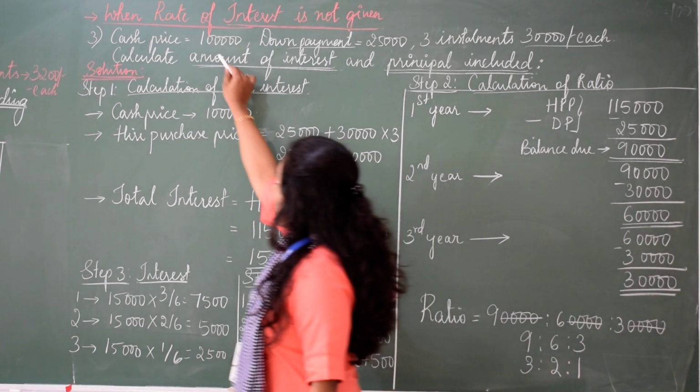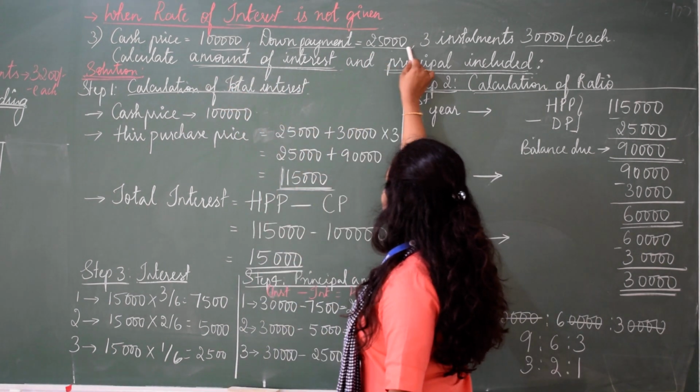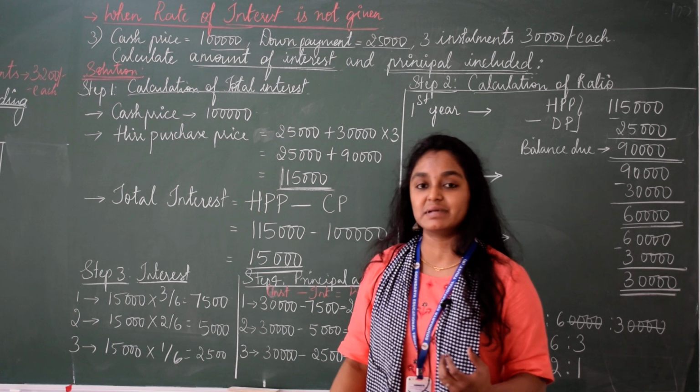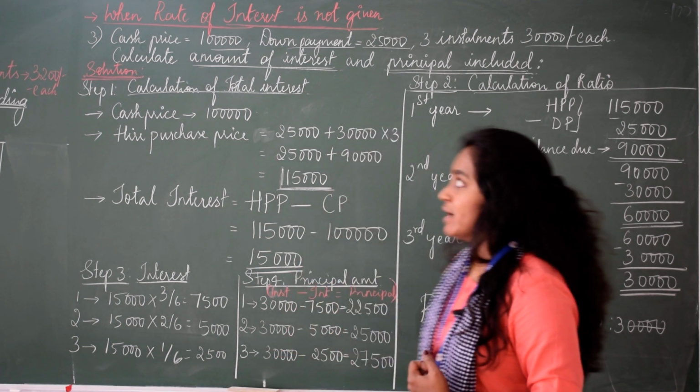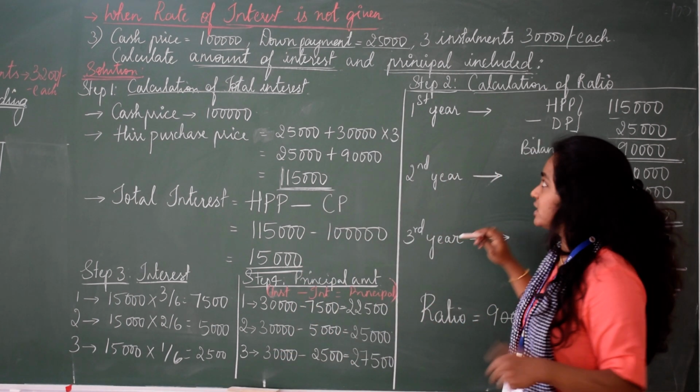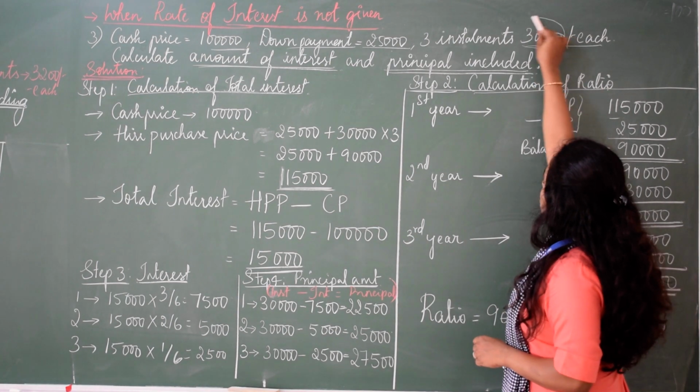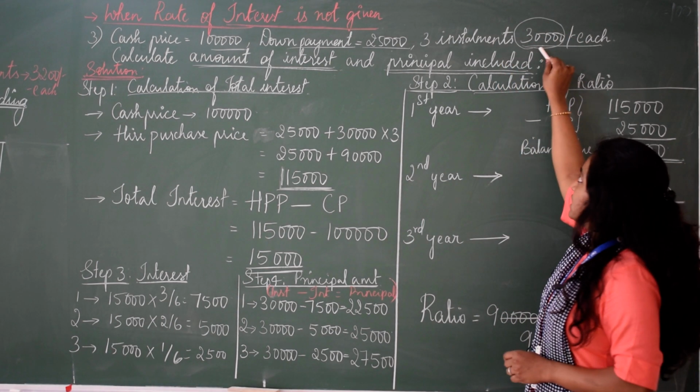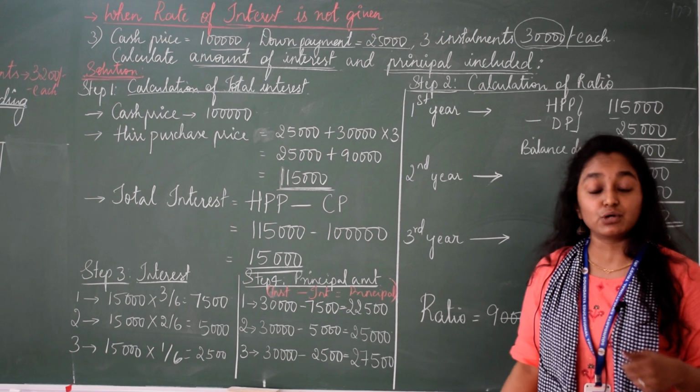If you check with the cash price 1 lakh and down payment 25,000, if you remove, the remaining balance will be 75,000. But here one analysis, if you have to understand, they are telling 3 installments of 30,000 each. So 30,000 3 installments will be amounting to 90,000.